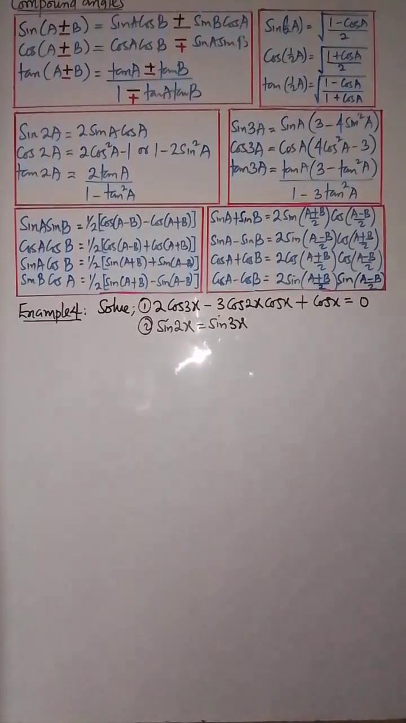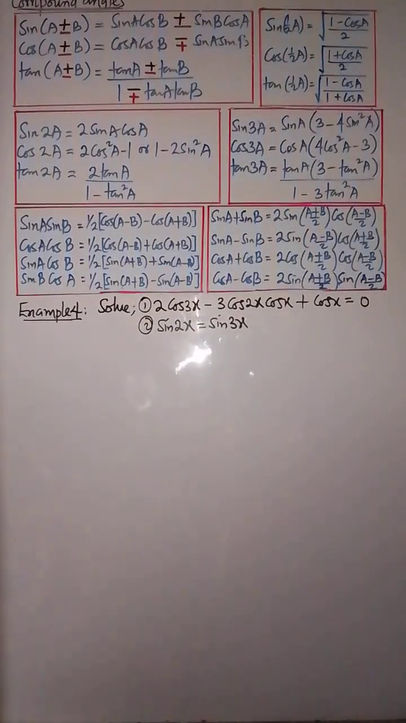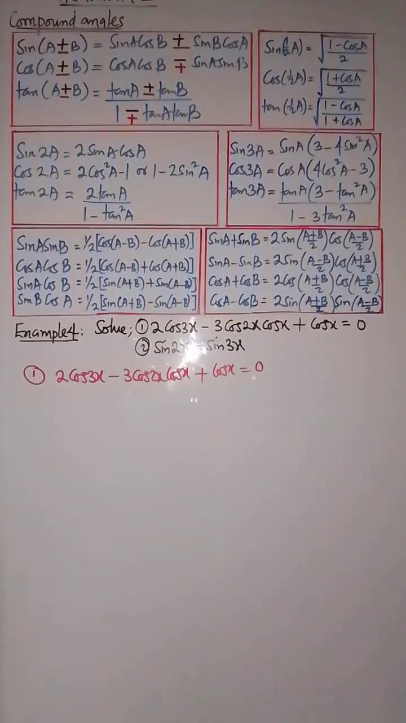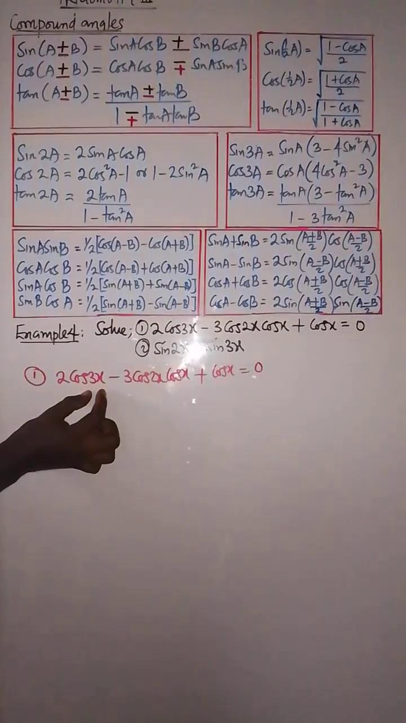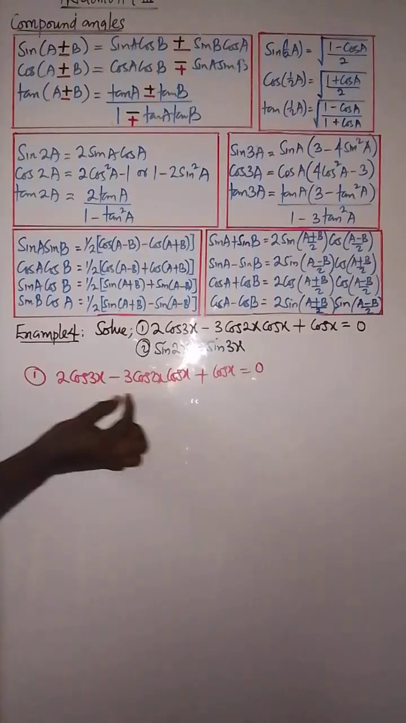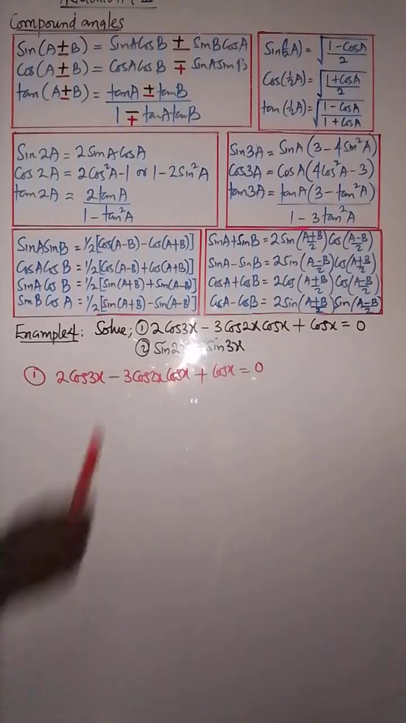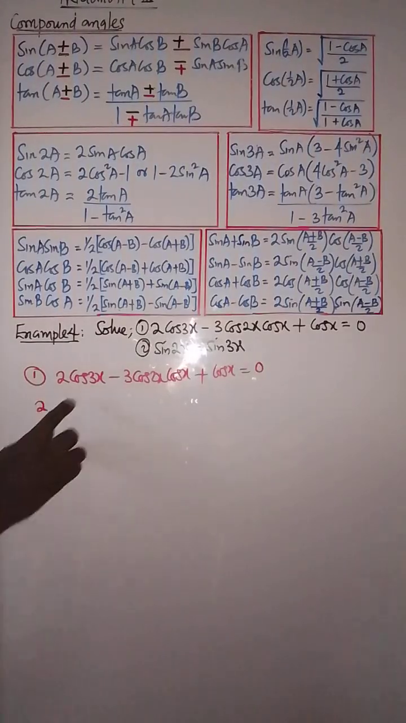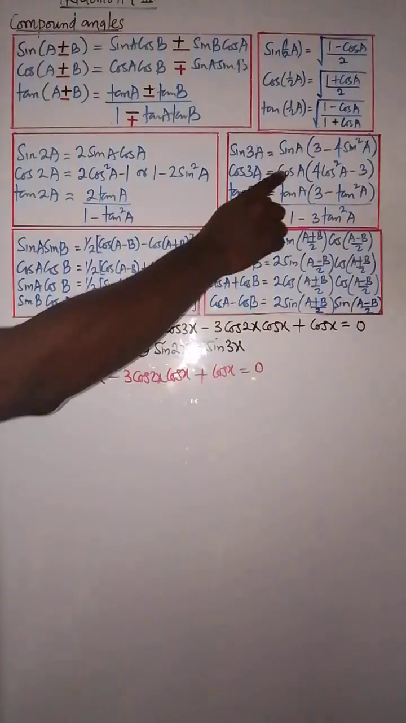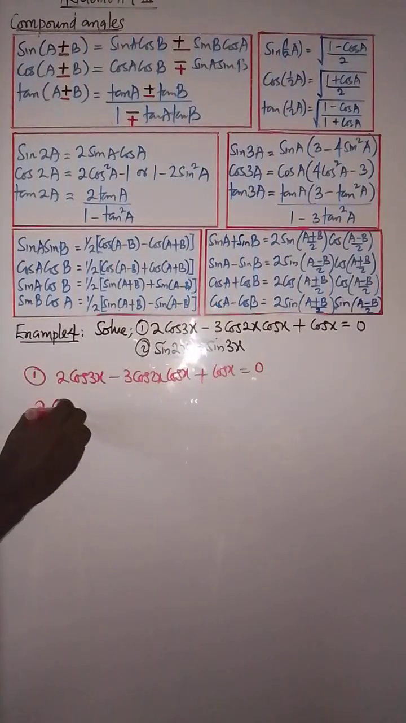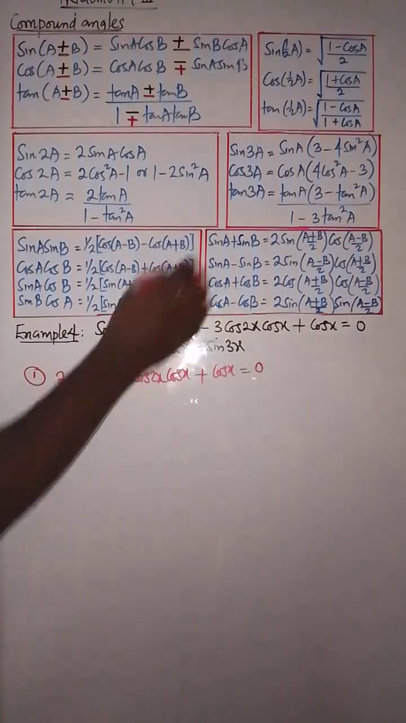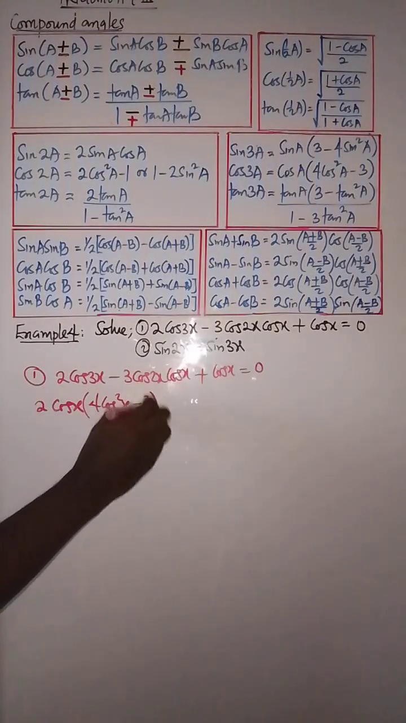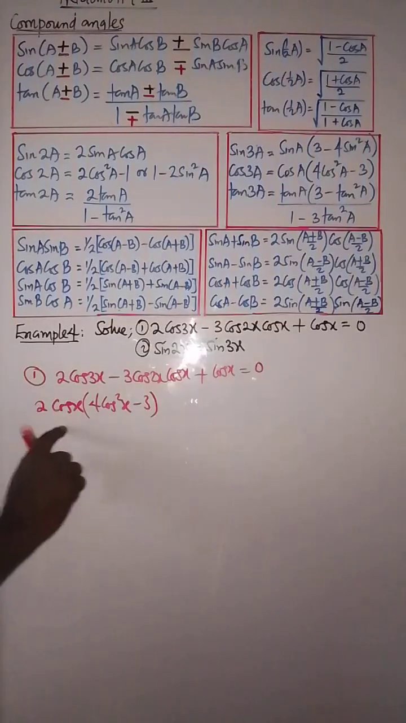For example 4, we are told to solve these two equations. Let's start with the first one. When you look at this equation very well, you see that this is 3x, this is 2x, triple angle, double angle. So that's why you need to know the two identities. So what we are meant to do is slot in the values. What is cos 3x? Cos 3a. That's 4 cos cube a minus 3 cos a, so I'll write cos x into bracket, 4 cos square x minus 3. That is for cos 3x.